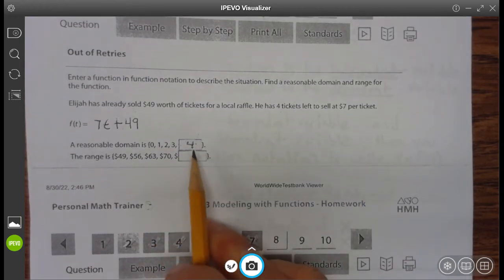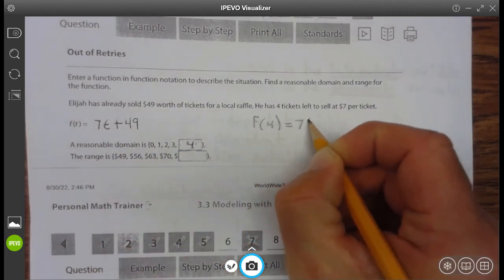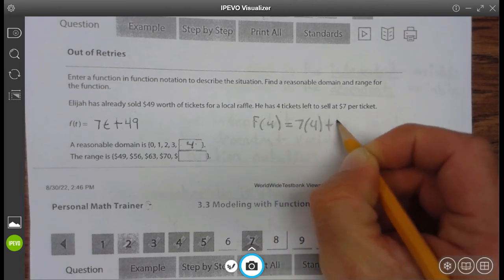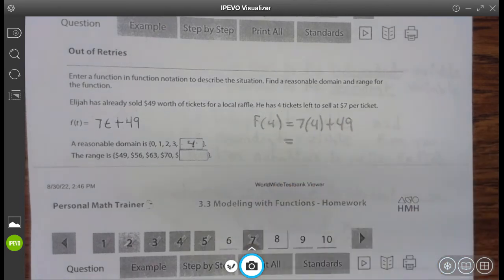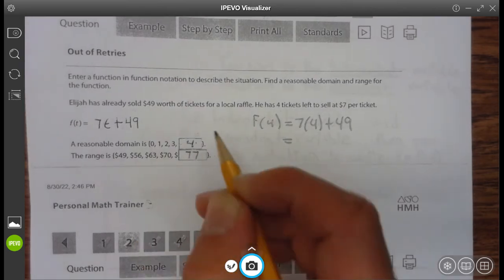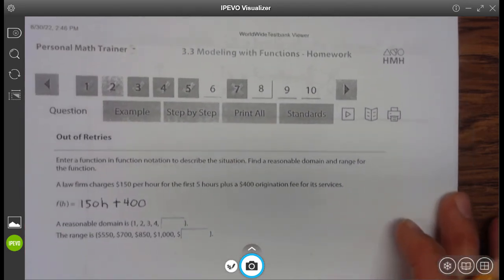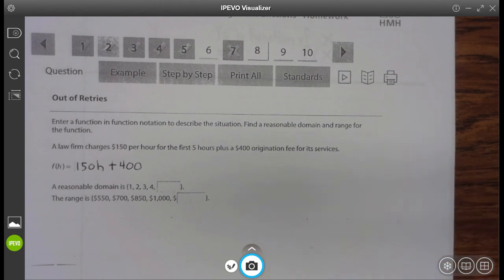Now to find the range, we need to plug 4 into the function. So f of 4 equals 7 times 4 plus 49, which is 77. All right, go ahead and finish up example 7. All right, let's take a look at example 8. Enter a function in function notation to describe the situation. Find a reasonable domain and range for the function.